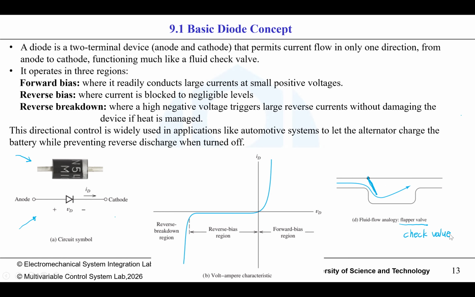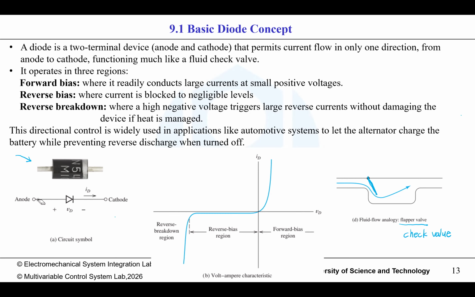It has three regions when we apply voltage. If you look at the picture in the middle, it is a characteristic diagram to describe the current flowing through a diode and the voltage across the diode. So how can we get this graph?